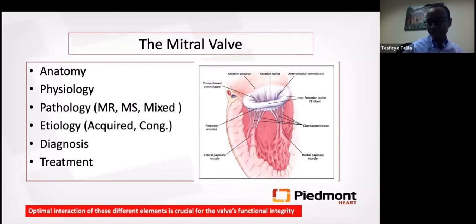Those are fibroelastic deficiencies in this country. Also, mitral valve prolapse, and also infective endocarditis can give you primary mitral valve regurgitation. Diagnosis, we said clinical exam and also echocardiography are the key in terms of diagnosing mitral valve problems. But in terms of therapy, we emphasized how important it is to actually prevent mitral valve pathologies.